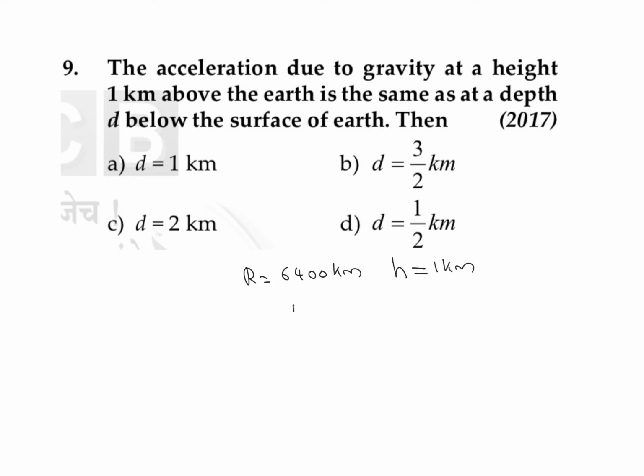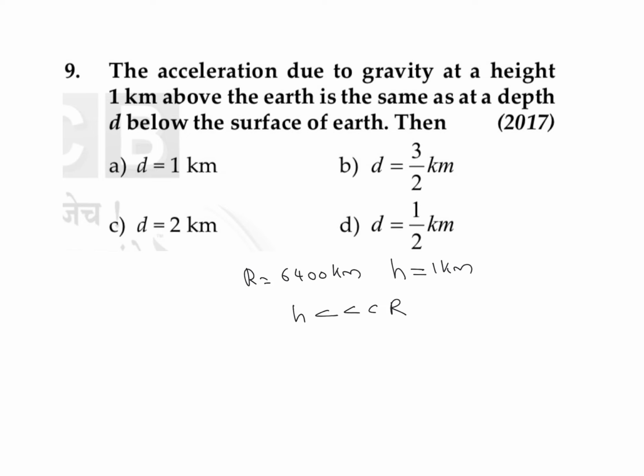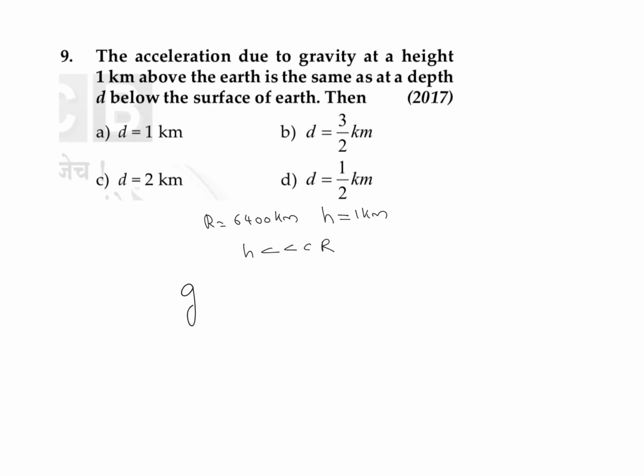As we know that this 1 kilometer is much less than r, we can go for an approximate equation for acceleration due to gravity. That is, acceleration due to gravity at a height h is equal to g naught into 1 minus 2h divided by r, if h is much less than r. And the acceleration due to gravity at a depth we can find by using this equation, that is g naught into 1 minus d divided by r.